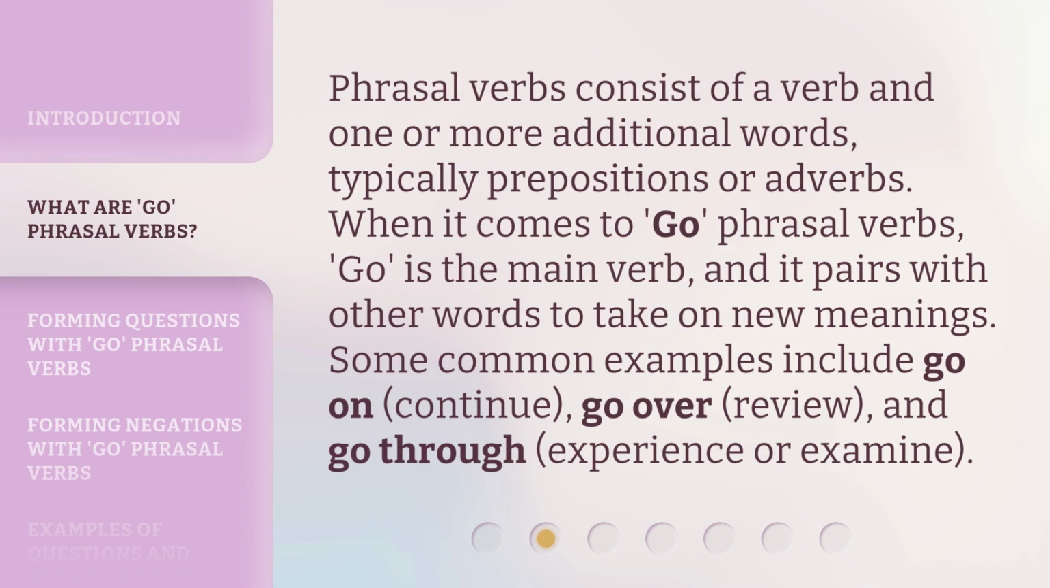Phrasal verbs consist of a verb and one or more additional words, typically prepositions or adverbs. When it comes to Go Phrasal Verbs, go is the main verb, and it pairs with other words to take on new meanings. Some common examples include go on, continue; go over, review; and go through, experience or examine.